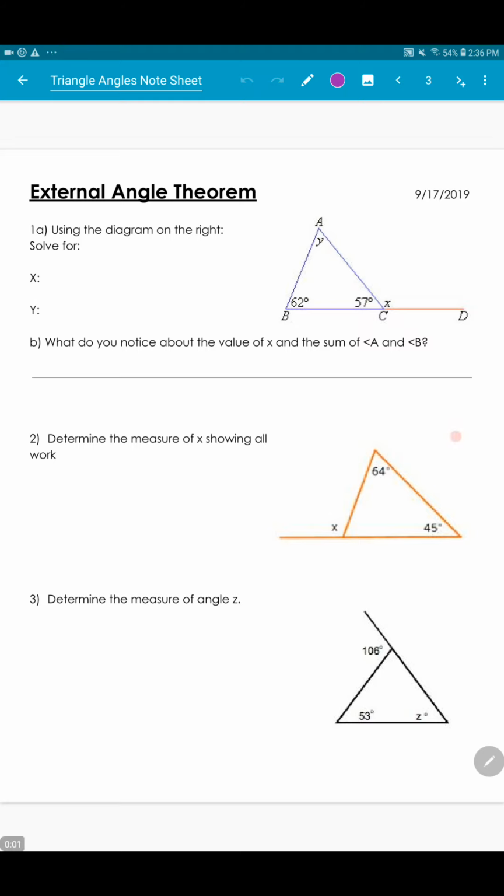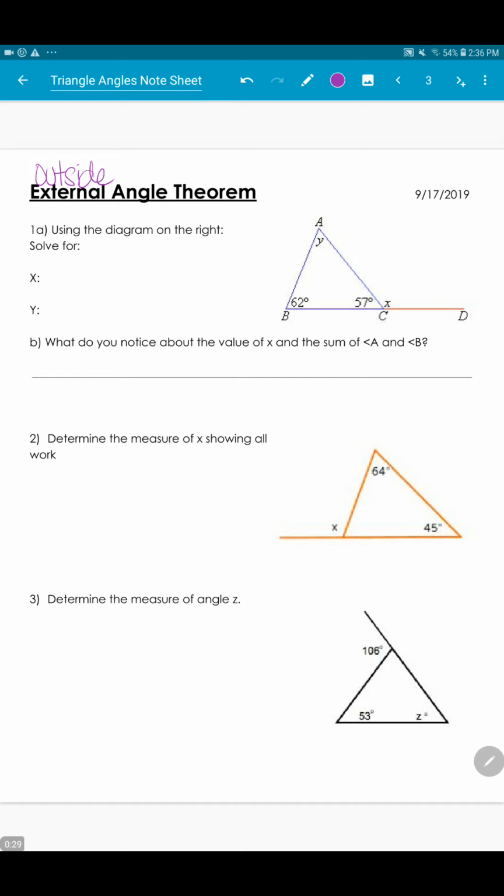Hey guys, for homework today you guys are looking at the external angle theorem and how we can use it. So in class today we talked about how the inside of a triangle adds to 180 degrees. The external angle theorem just involves an outside angle from a triangle. Not outline, outside.